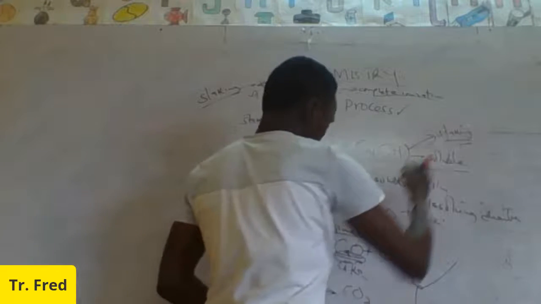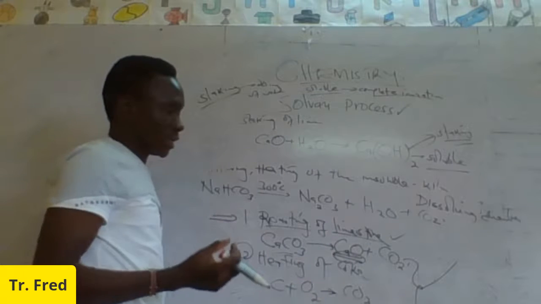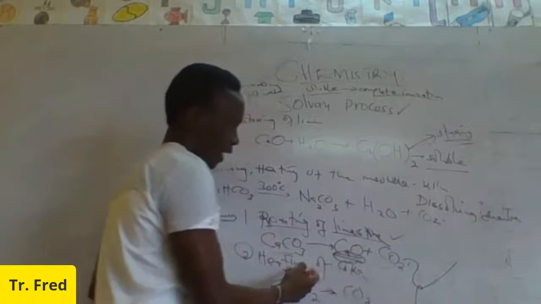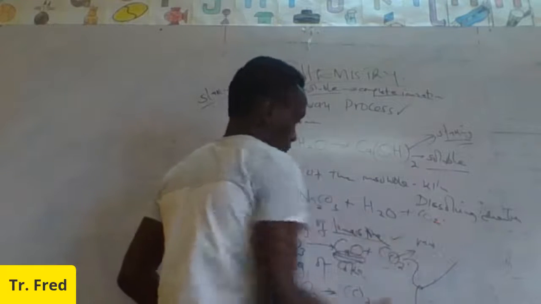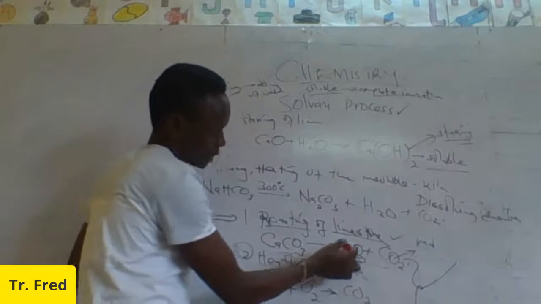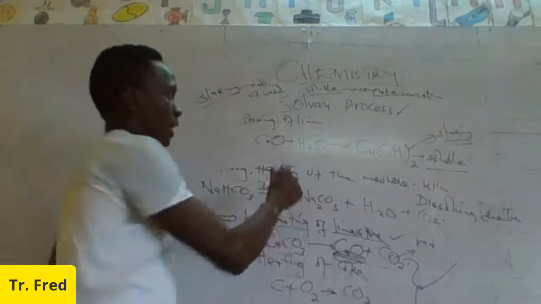It is a very important process because the calcium carbonate or the limestone that is being heated forms two products, and one of them is carbon dioxide, and this one is a raw material. Then the other product here, which is calcium oxide, is slaked by adding water.